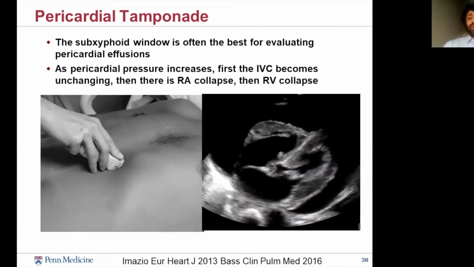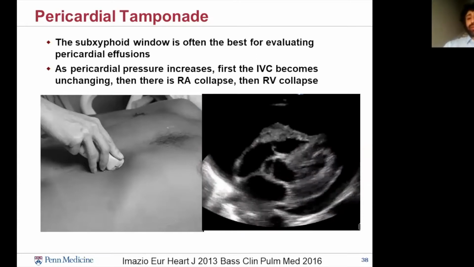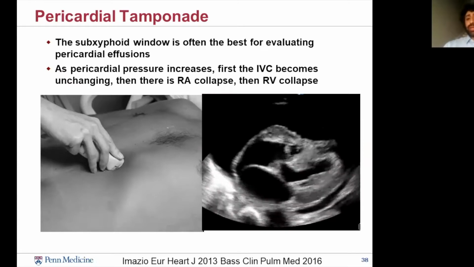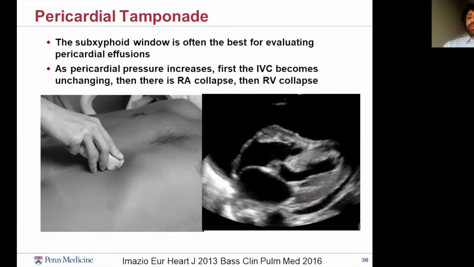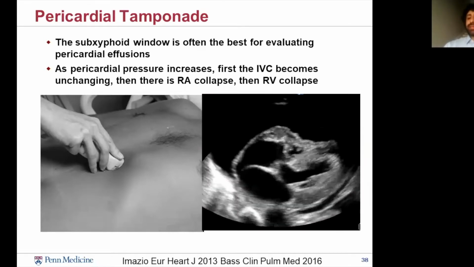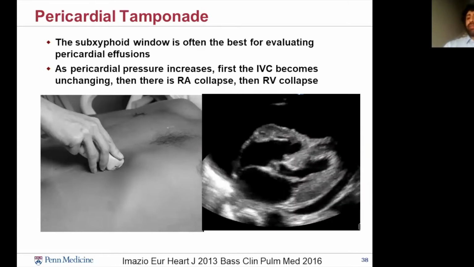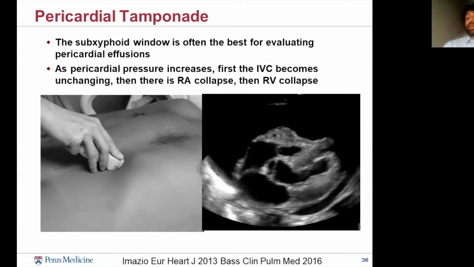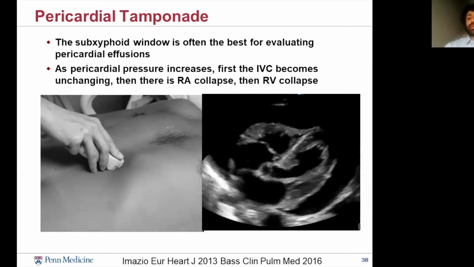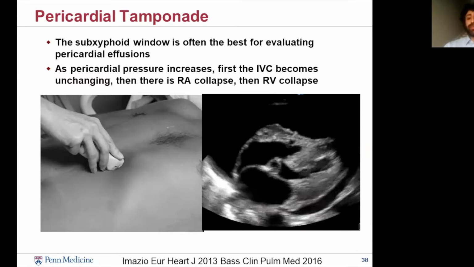But this is obviously very non-specific because there are many different reasons for people to have a large IVC. The subxiphoid window is my preferred window for evaluating for pericardial effusion. And as pericardial pressure increases, first, the inferior vena cava becomes unchanging. If you think about it, that makes sense. In order to have an unchanging IVC, you have an elevated right atrial pressure, which is a sign that you're getting towards the equalization of pressures, the hallmark of tamponade.